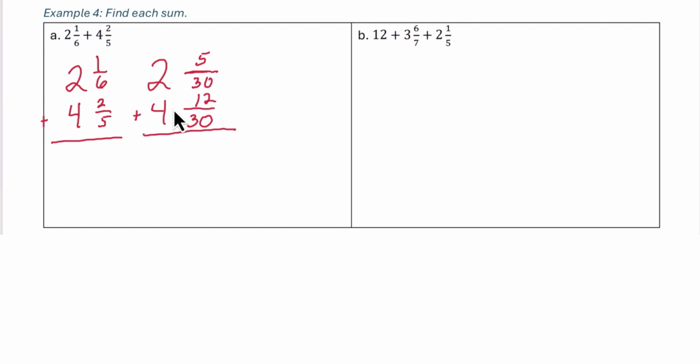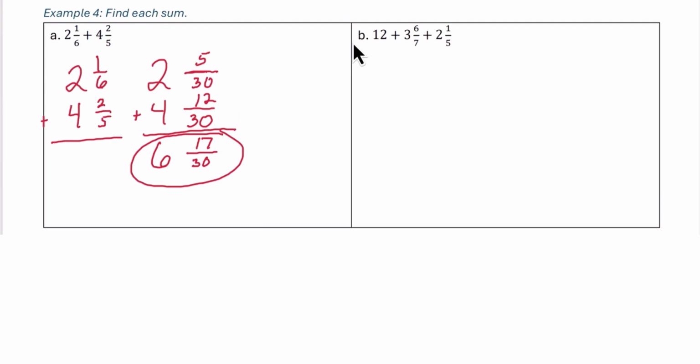Now that we have common denominators, we can add these two fractions. First, let's look at the whole numbers. 2 plus 4 is 6. And with the fractions, the denominator will stay the same. 5 plus 12 is 17. This doesn't simplify, so we have our sum.